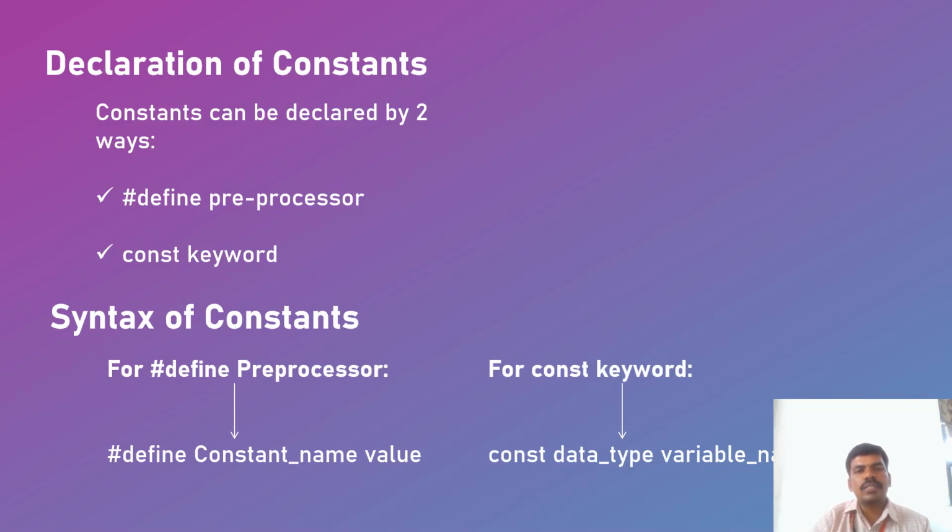Declaration of constants. A constant can be declared in two ways: with the #define preprocessor or with the const keyword. We can use the const keyword to declare the constant, or we can declare it with #define, where the preprocessor variable is to be mentioned. The syntax for the #define preprocessor is #define constant name value. For the const keyword, it is const data type variable name. In this way we can declare the constant in the program.